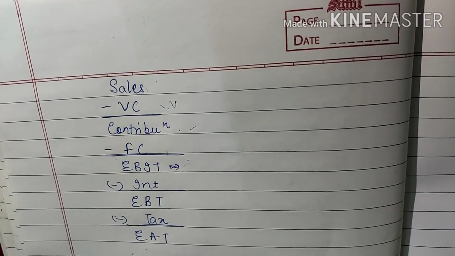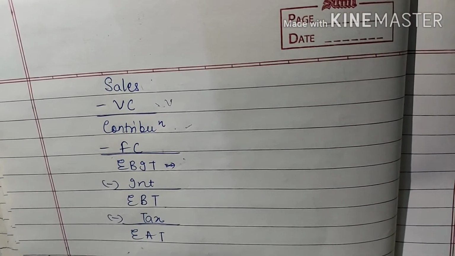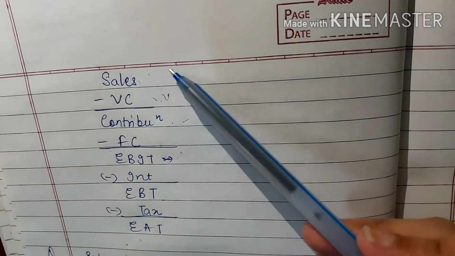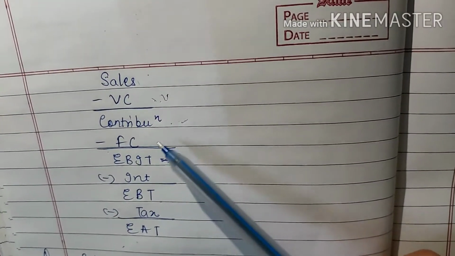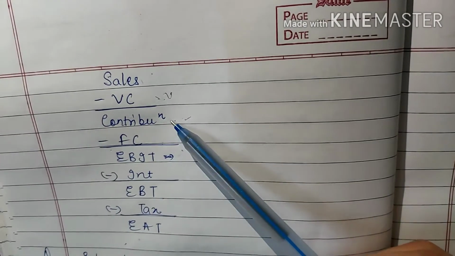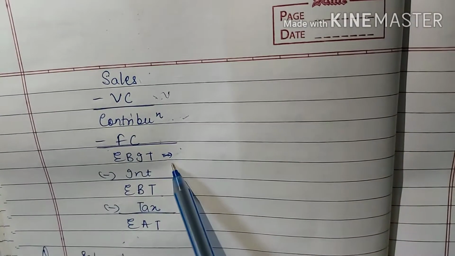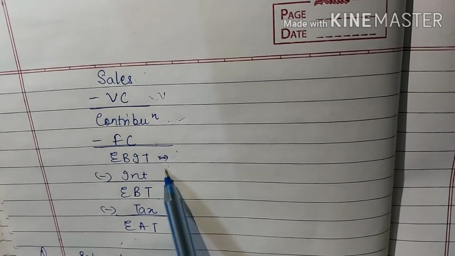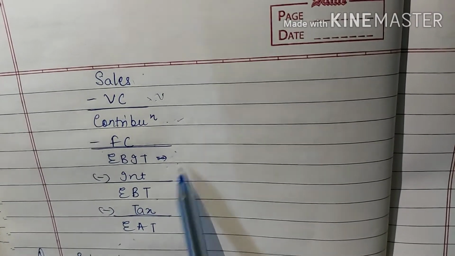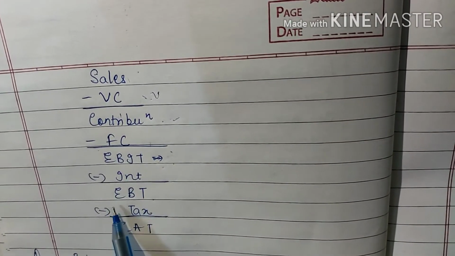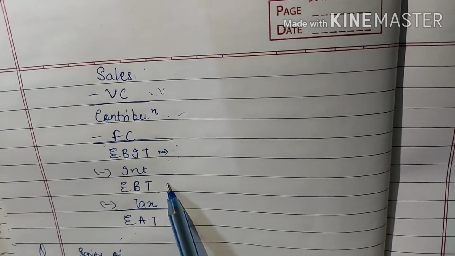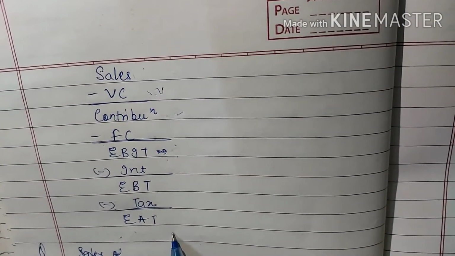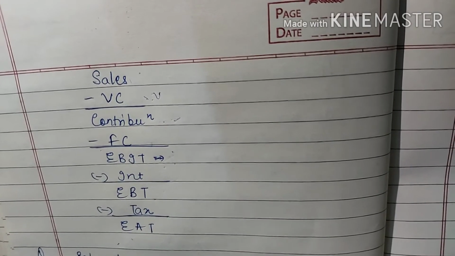So guys, before moving on to the question, you have to go through this format, which is sales minus variable cost, and it will give you contribution. Now subtracting fixed cost from contribution gives you EBIT. EBIT is earning before interest and tax. Now deduct interest from it and you will get EBT, and finally you have to deduct tax from EBT. You will get EAT, which is earning after tax.